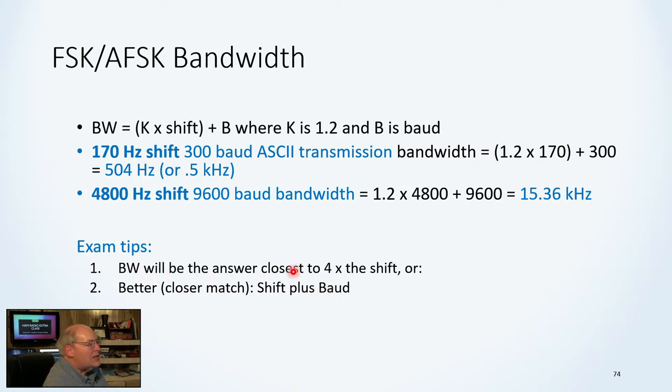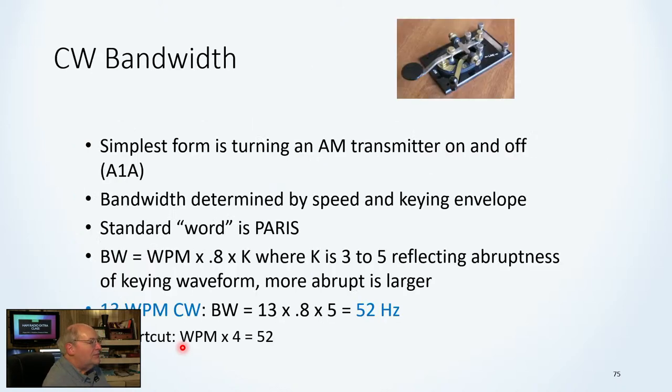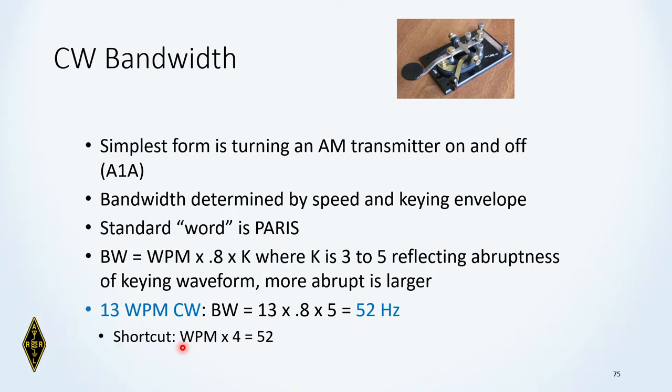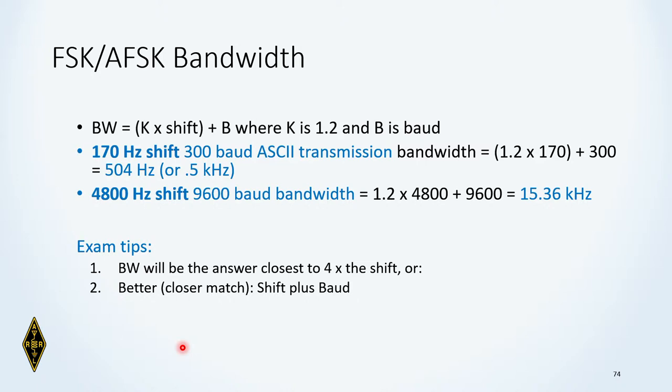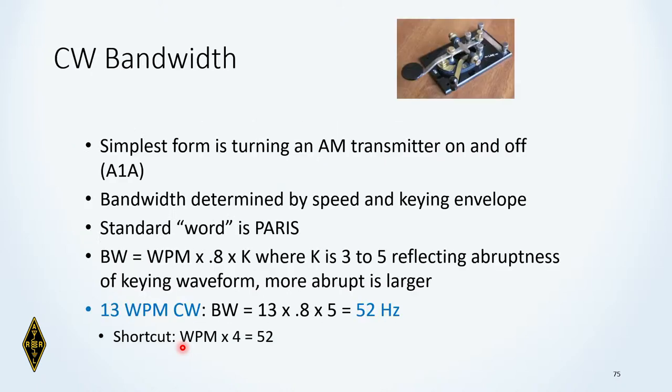You'll also get it with this one. But then you have to remember which one you multiply, which I would mess up, I think, under pressure. CW is a little bit different. In this case, we were talking FSK or AFSK. CW is a little bit different. Now, it says the simplest form of doing CW is to turn an AM transmitter on and off.